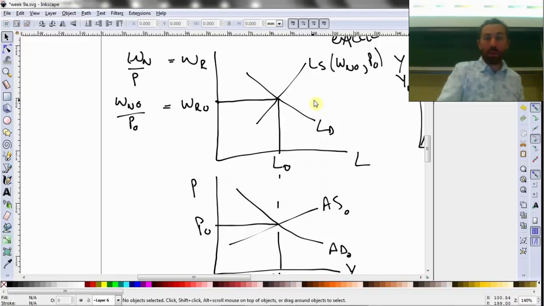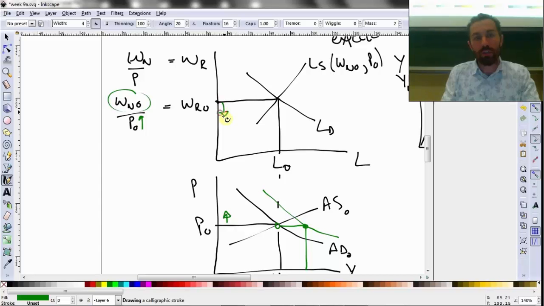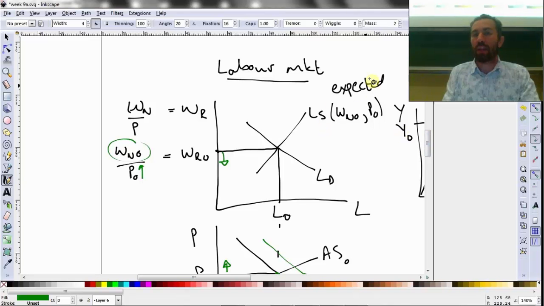Okay? How do we move away from equilibrium, or how do we move along an aggregate supply curve? If our aggregate demand shifts, we assume that nominal wages are sticky. With that increase in aggregate demand, we have upward pressure on prices. As prices start increasing with nominal wages fixed, if prices are increasing, what happens to real wages? Real wages fall.